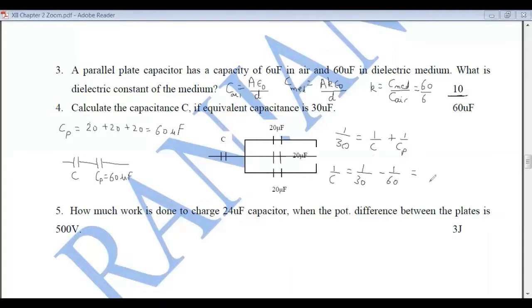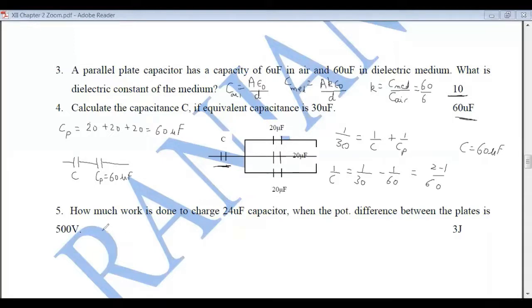Simplifying it, 60 is the LCM. 2 minus 1, that is C is equal to 60 microfarad. So what is the value of this capacitance? It is 60 microfarad. What is the equivalent capacitance of this? It is 30 microfarad.